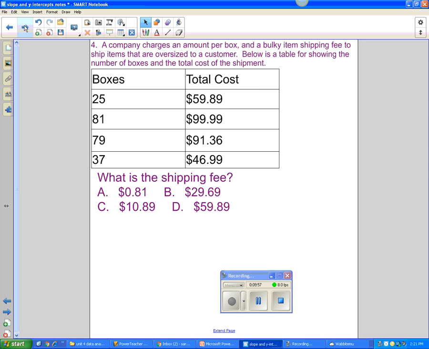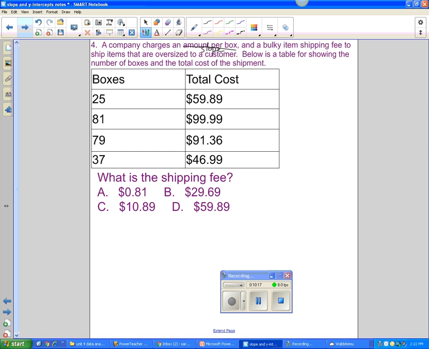If it's the amount per box, if it has an x, would that be your slope or your y-intercept if it has the x? Good. Please write that on your paper right here where it says amount per box. You're going to have to write it small or draw an arrow. But that's your slope. The amount per box is going to be the slope.